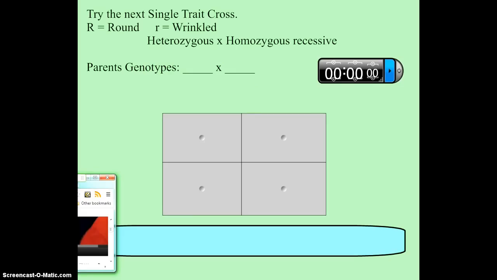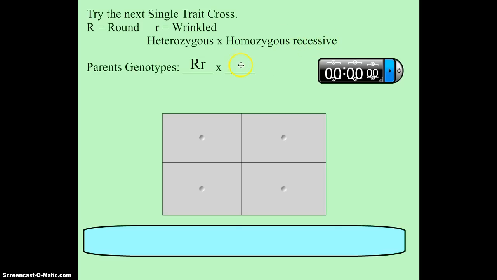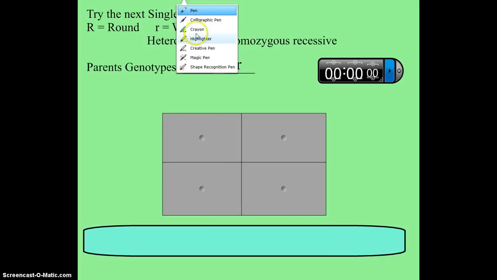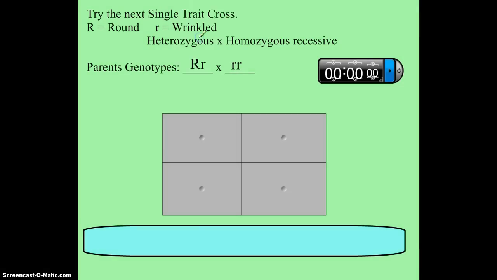Okay, so if you were to solve this one correctly, you should have picked for the heterozygous parent a capital and lowercase. For the homozygous recessive parent, don't forget recessive means lowercase, you should have picked 2 lowercase r's. If we go to split parent 1's alleles, let's go with our highlighter.